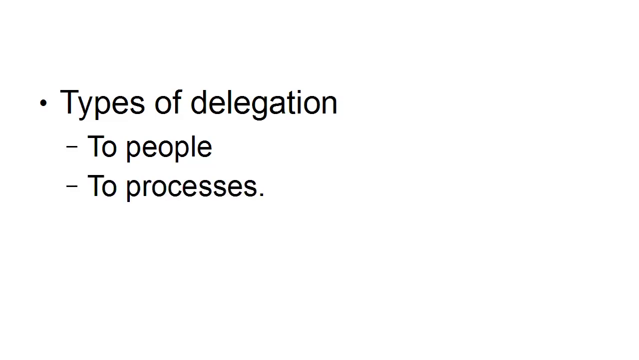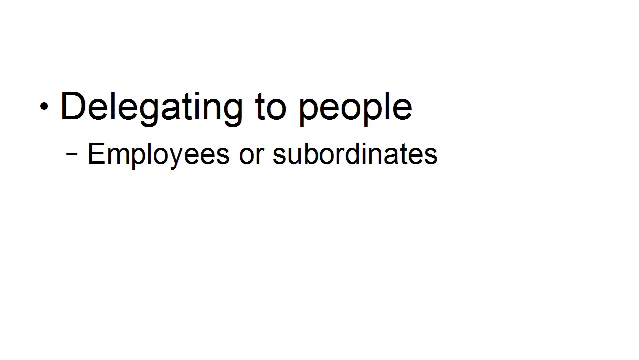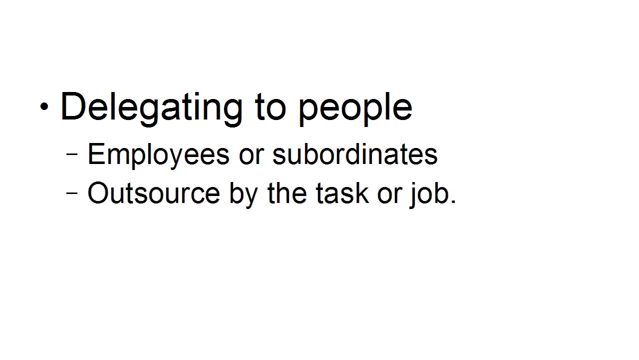Now, there are two types of delegation. The most common one, the one that most people think of when you hear the word delegate, is to people, to get somebody else to actually do the job for you. But you can also delegate to processes. Now, when it comes to delegating to people, you can delegate to employees or to subordinates. Now, I'll talk more about this in a moment. Or you can outsource by the task or by the job.